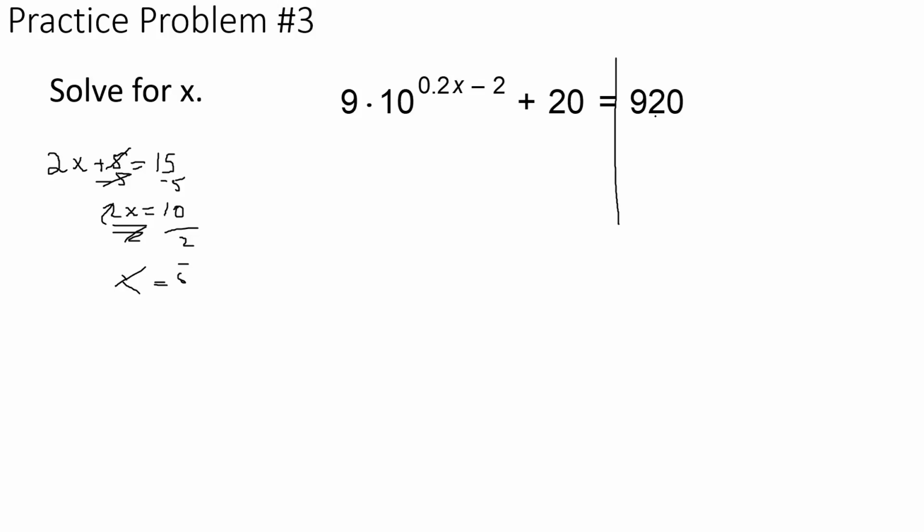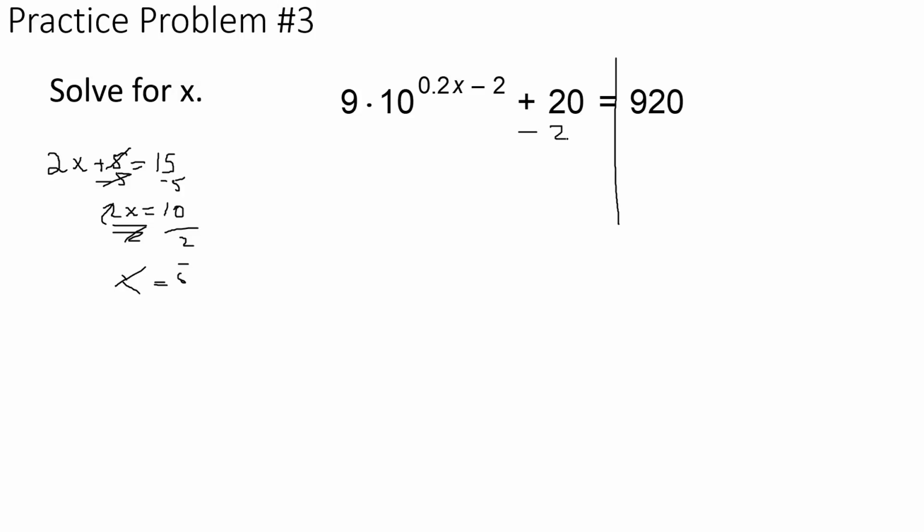Okay, so now that you guys tried solving this, let's go ahead and work it out. Notice that it says 9 times 10 to the 0.2x minus 2 power plus 20 is equal to 920. So in order for us to solve this, think of 10 to the 0.2x minus 2 as just being the x. That means over here, we got rid of this plus 5 by subtracting 5, so I'm going to get rid of this plus 20 by subtracting 20 from both sides, right?